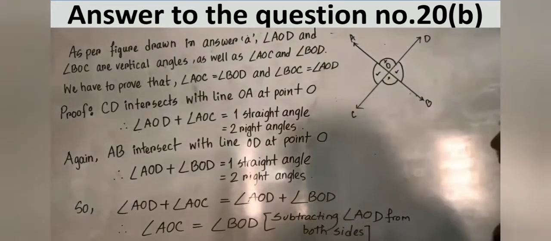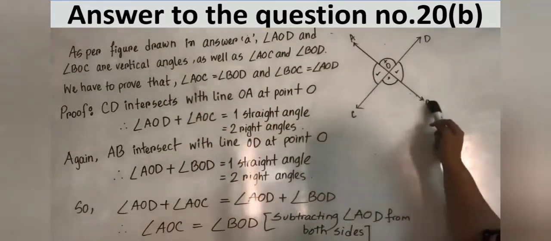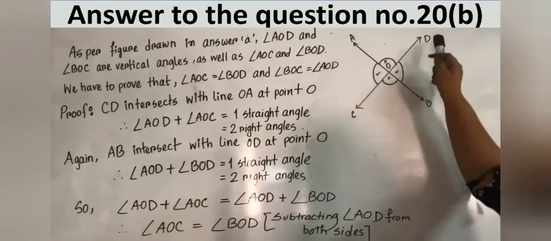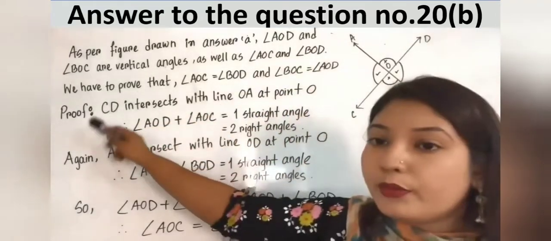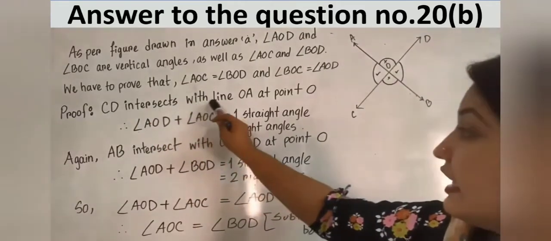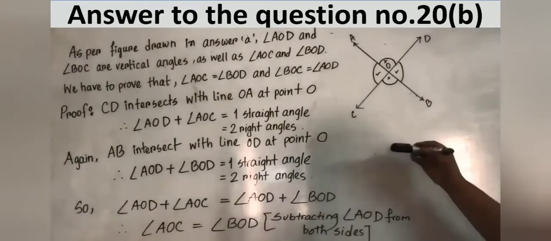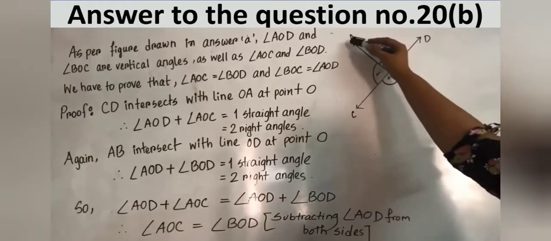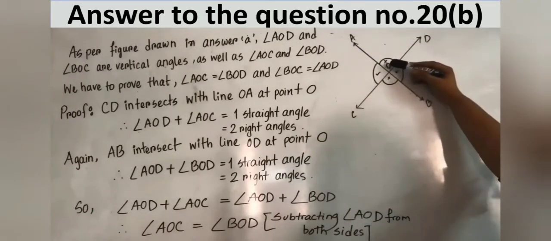So here I have written, we have to prove that angle AOC will be equal to angle BOD and angle BOC will be equal to angle AOD. After writing this part, you will move to proof. Then in proof, see what I have written. CD intersects with line OA at point O. So see here, I can see CD, and this is intersecting with this line OA at the point O.